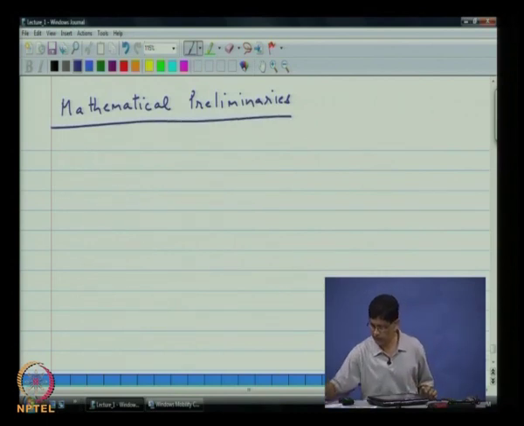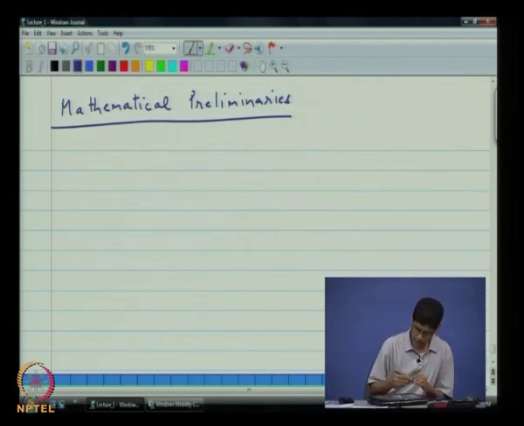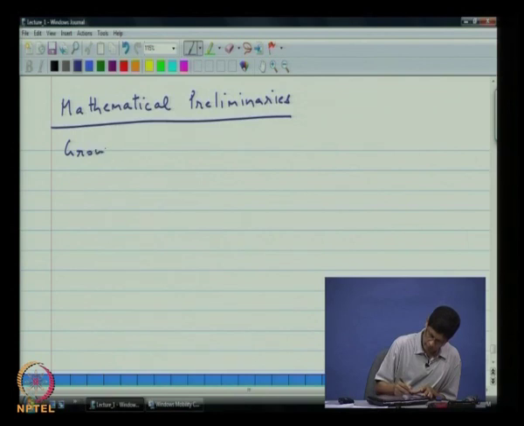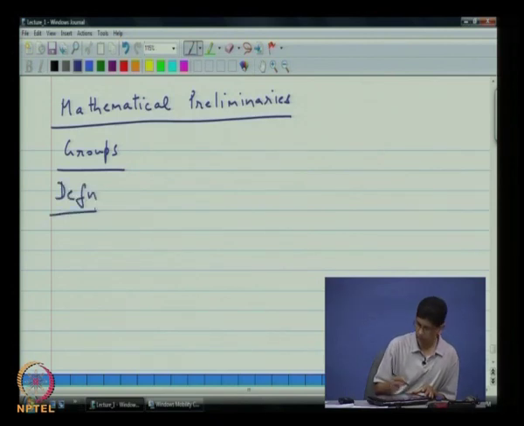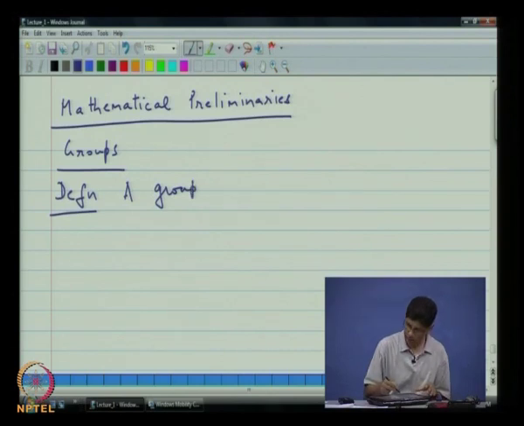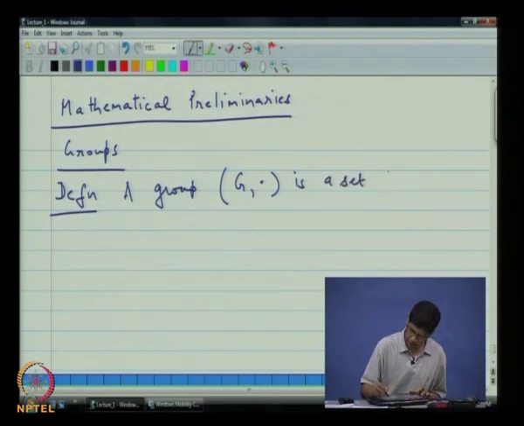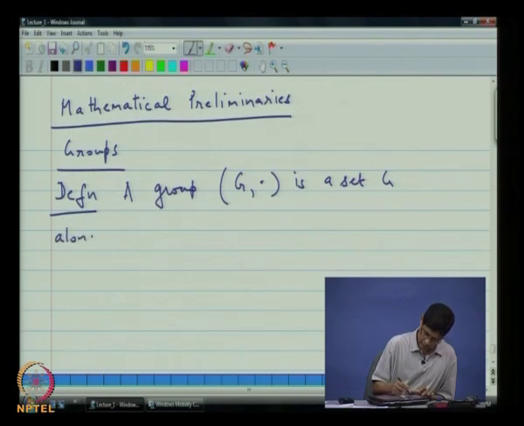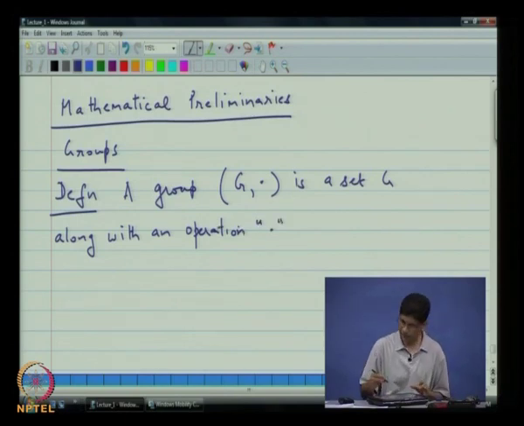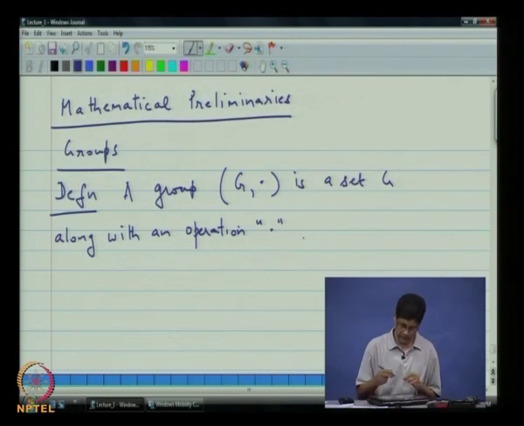So, we will talk firstly about groups. So, definition: a group (G, dot) is a set G along with an operation, which is dot, under which the following conditions are satisfied.